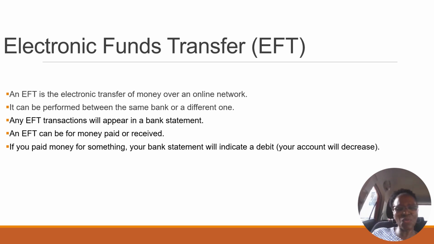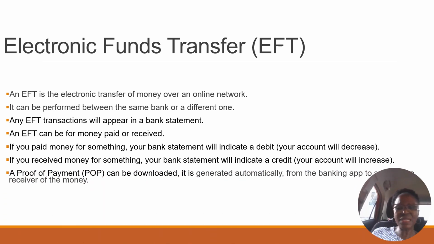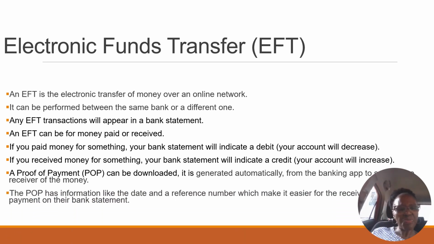If you paid money for something, your bank statement will indicate a debit, which shows that money in your account will decrease. And then if you receive money for something, your bank statement will indicate a credit, which means that your account will increase. A proof of payment can be downloaded. EFT can be done via online or cell phone banking.